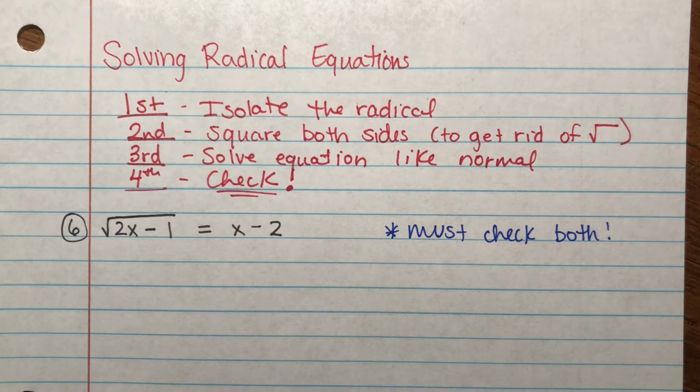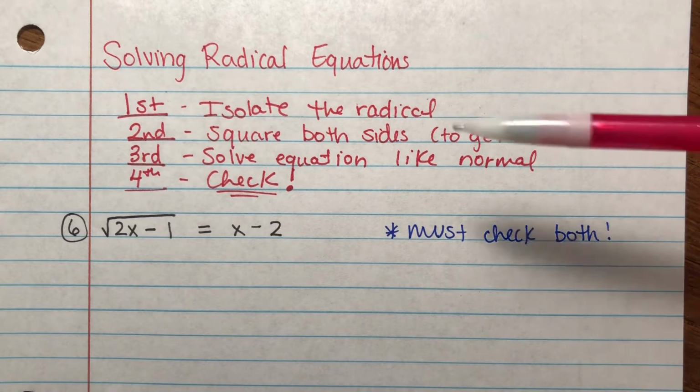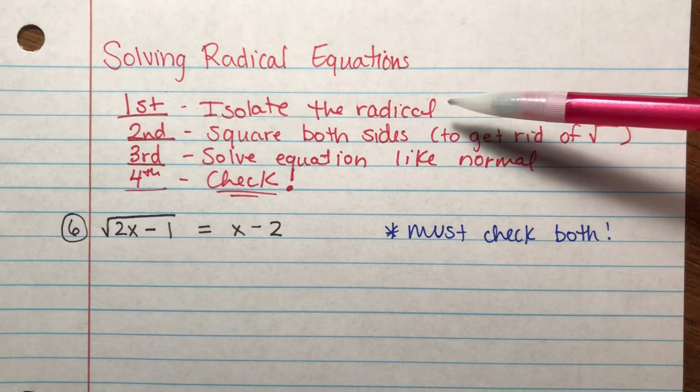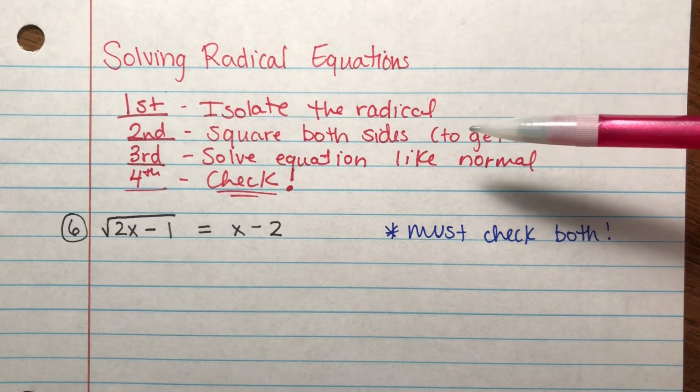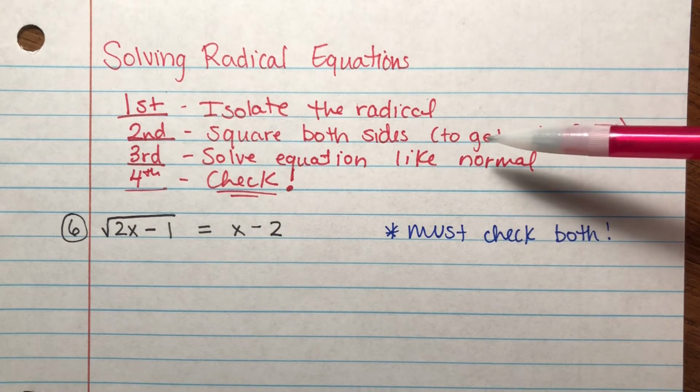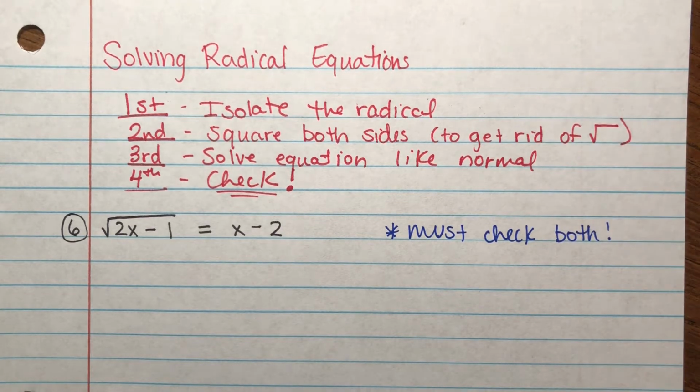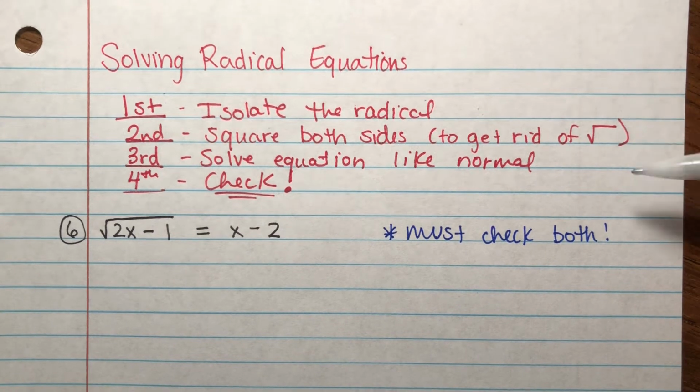So here are the steps that I wrote out. First, if you'll remember, we isolate the radical, so try to get the radical by itself on one side. Then we're going to square both sides, so we can get rid of our radical, so we can get all the contents out of it. Third step is to solve our equation like normal. And then our fourth step is to check.